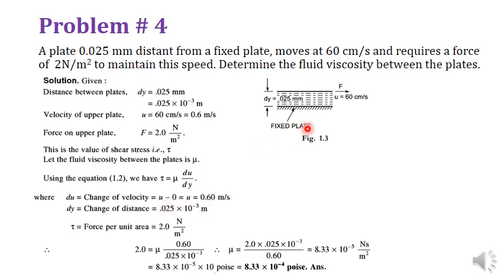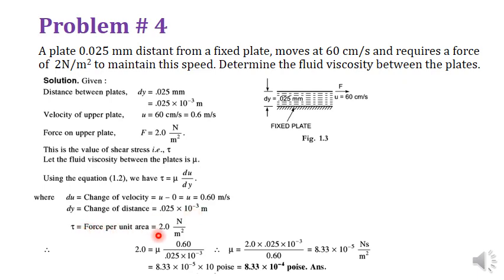Why? Because the bottom plate is fixed, its velocity is 0. The top plate is moving, its velocity is 0.6 meter per second. So the change of velocity will be the same, 0.6 meter per second. Now the change of distance: okay, just dy is directly given to you, between two layers, the distance is given. That will be 0.025 into 10 raised to power minus 3.